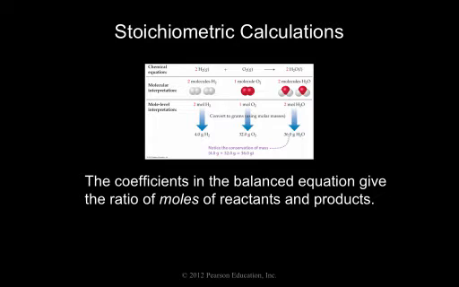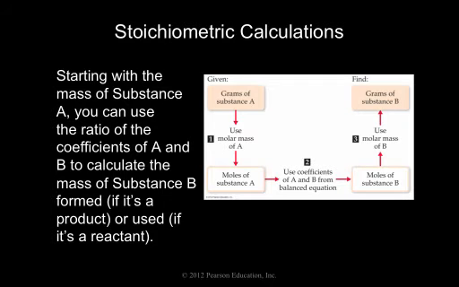So when you have a balanced equation, those coefficients, those big numbers in front, tell us the ratio of moles of reactants and products. So when you're doing a stoichiometry problem, the first thing you have to make sure you do is have a correct balanced equation.